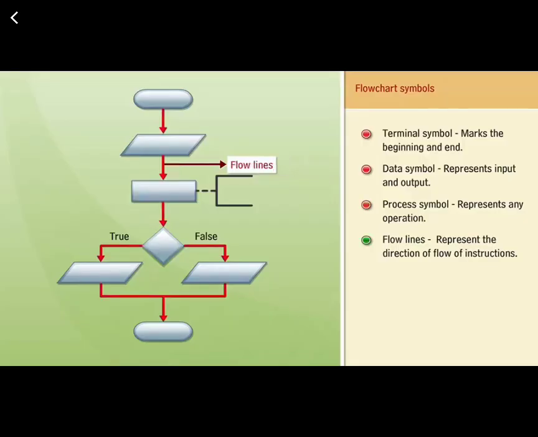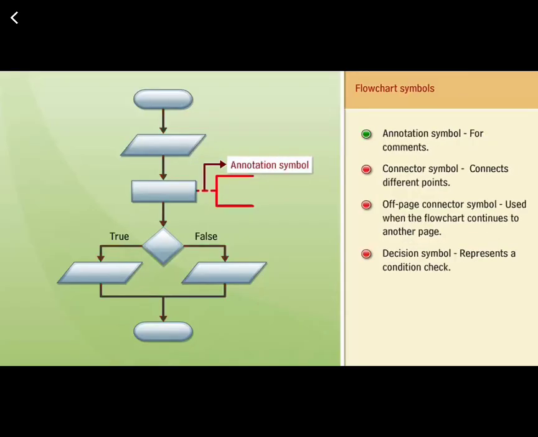These are called flow lines and are used to represent the direction of flow of instructions, as well as to connect various symbols. This is the annotation symbol, and it is used to represent any comments made in the flowchart. It adds additional information for the reference of the reader.